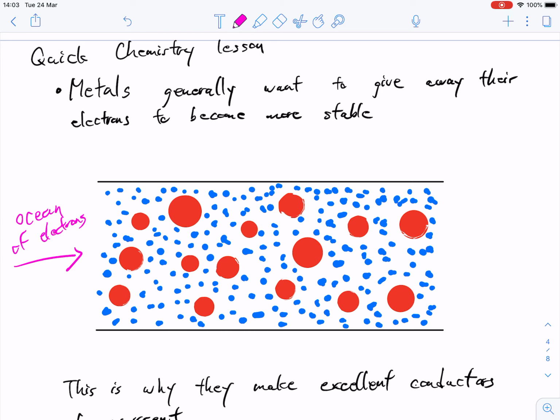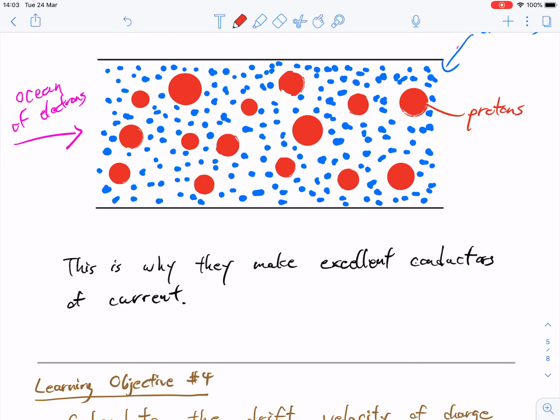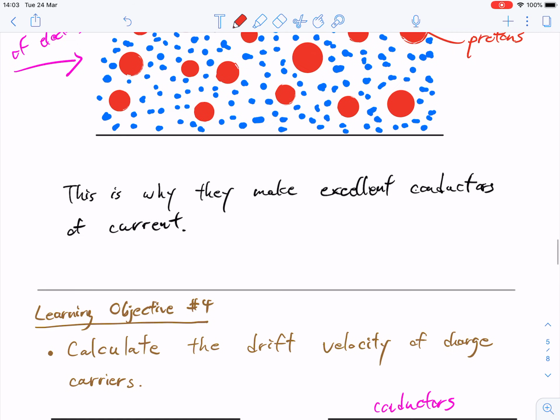So that can sort of be imagined here, where the blue dots, I'm just going to use the blue color here, represent electrons, and the red dots represent the protons. And so the protons don't generally move, but because there are so many electrons that are able to move, that makes them really, really good charge carriers. Okay, so there's an abundance of charge carriers which are willing to move around.